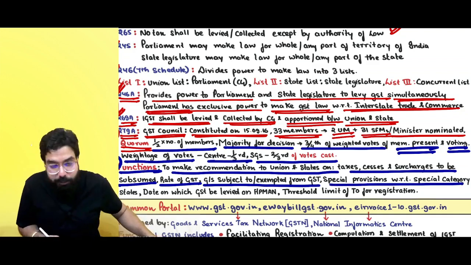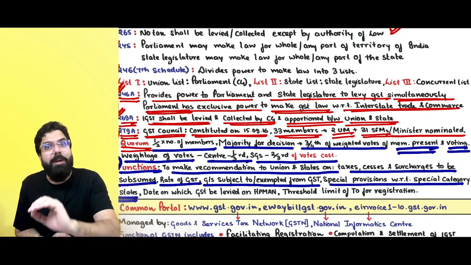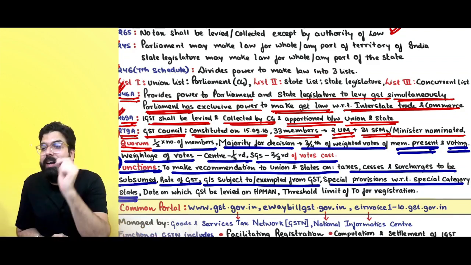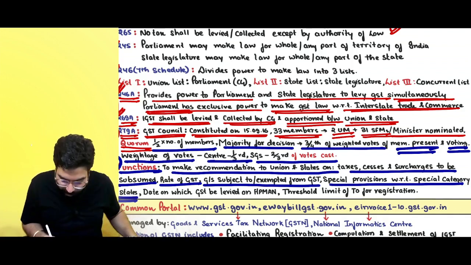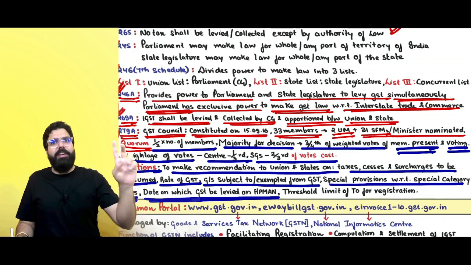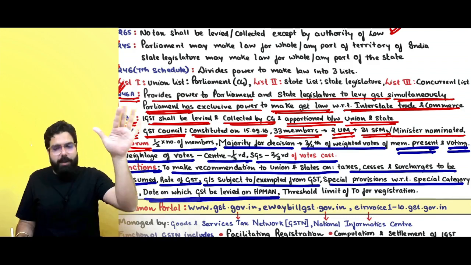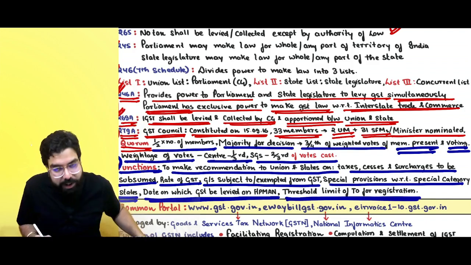Special provisions with respect to special category states will be decided. Who will decide, sir? That will also be done by the GST Council. The date on which GST is to be levied on high-speed diesel, petroleum crude, motor spirit, aviation turbine fuel and natural gas, and the threshold limit of turnover for registration will also be decided by the GST Council.